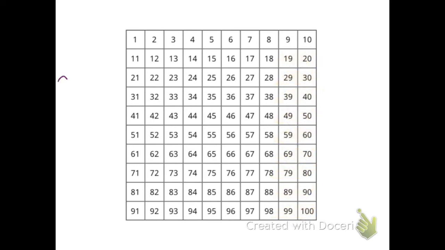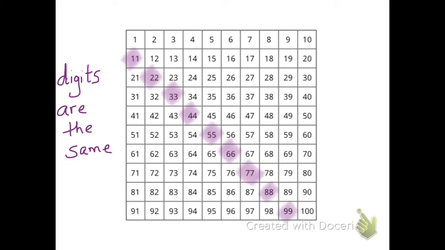You can look for so many cool patterns on the hundreds chart. Here's one. We can look for numbers where both digits are the same. 11, 22, 33, 44, 55, 66, 77, 88, and 99.